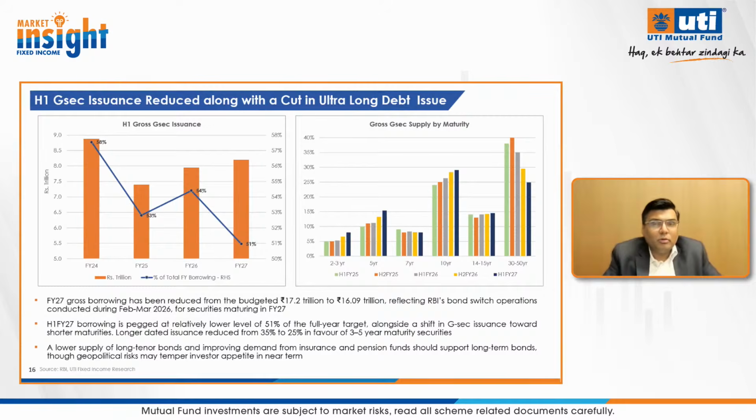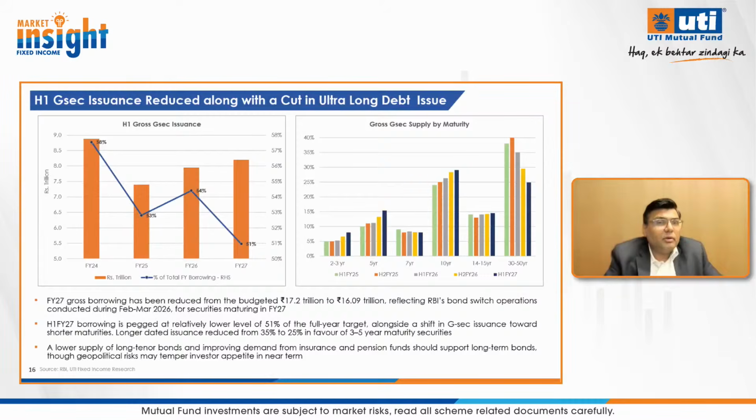If you look at the supply side also, one of the key pressure points for government bonds was increased supply in the 30 to 50 years. If you look at the chart on the right hand side, at the proportion of GSEC supply by maturity, we saw a huge increase in the supply in the 30 to 50-year bracket, which led to steepening of the yield curve. And if you look at H1 FY27, that's the lowest it has seen in the last 2 years.